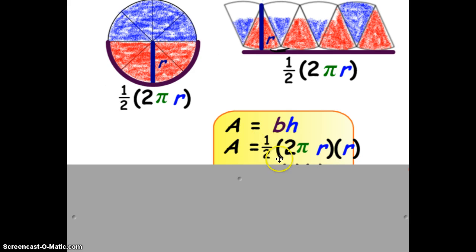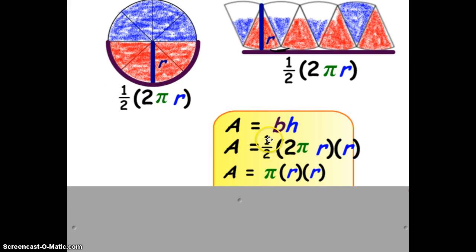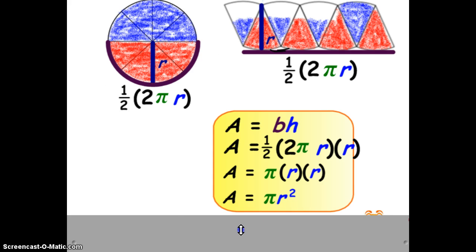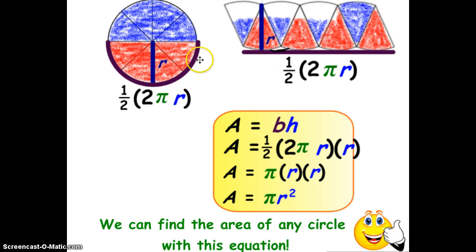Anytime that I have half of 2, it's just 1. So 1 times a number just gives me that number. So we simplify the 1/2 2 to a 1, and we're left with pi times r times r. We learned with exponents that a number times itself can be raised to a power, so r times r becomes r squared, and that is how we get from the area of a parallelogram to the area of a circle, and where our formula generates from.